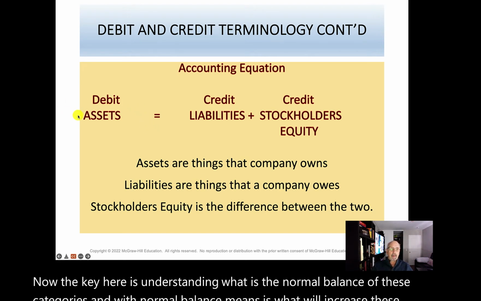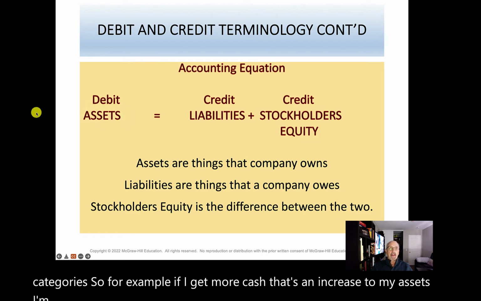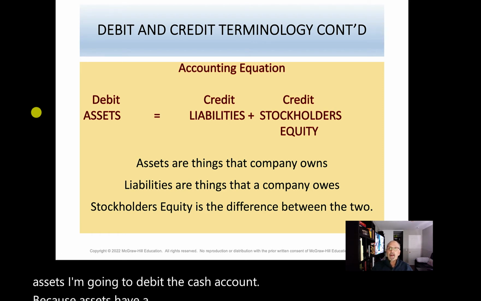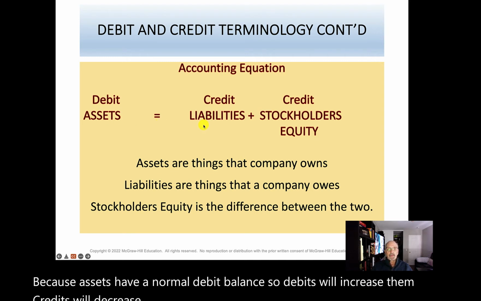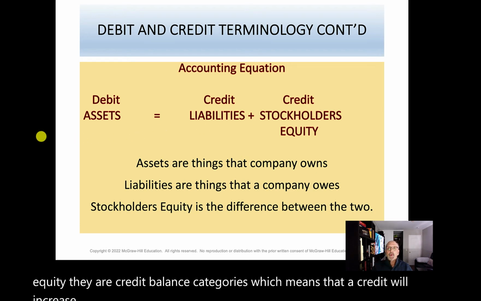So, for example, if I get more cash, that's an increase to my assets. I'm going to debit the cash account because assets have a normal debit balance. So debits will increase them, credits will decrease them. On the other side, for liabilities and stockholders' equity, they are credit balance categories, which means that a credit will increase them, a debit will decrease them.